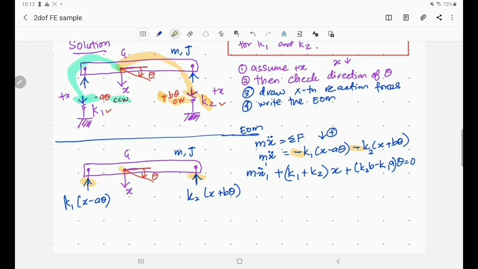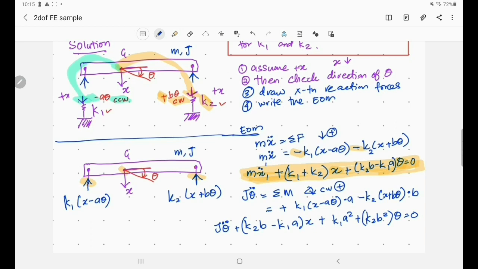Then you rearrange the terms in terms of x and in terms of theta. So basically, this is your first equation. Remember, for a 2 degrees of freedom system, you have 2 equations. So, another equation.